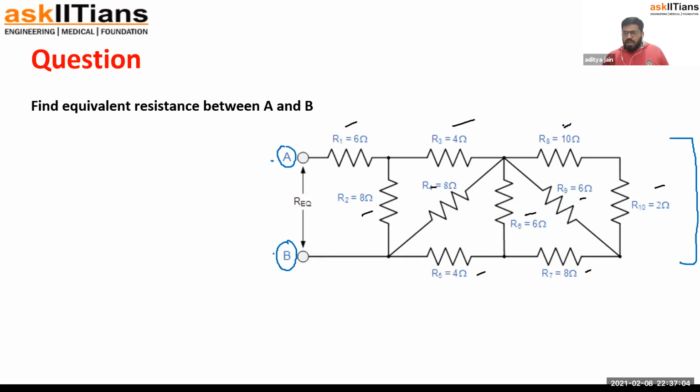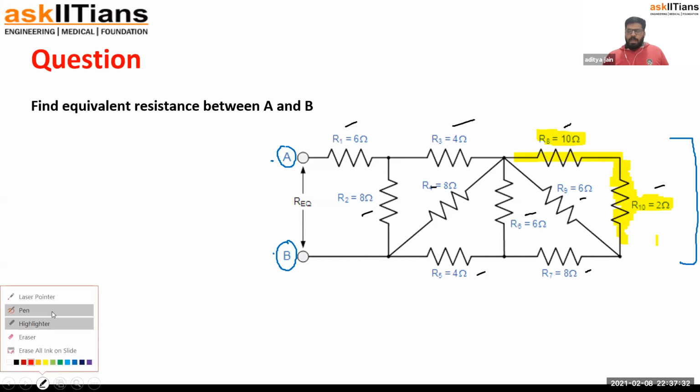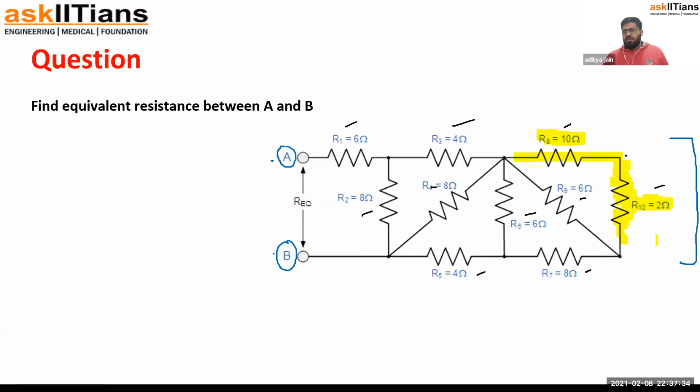So if you observe this R8 and R10, this is R8, this is R10. Can I say R8 and R10 are in series? If you can see, the same current is flowing through them. Whatever current was flowing through R8 is the same current flowing through R10 also. So can I say these two are in series? Yes or no? Agree? So these two are in series.